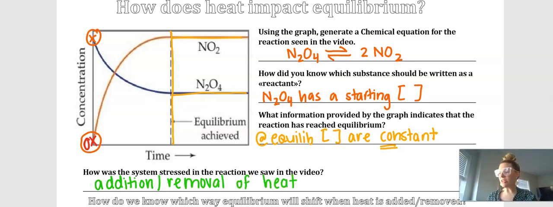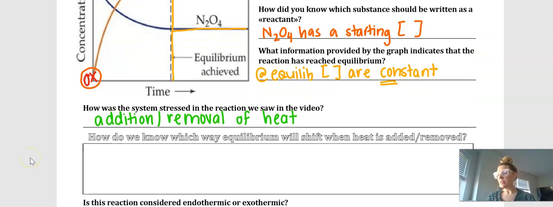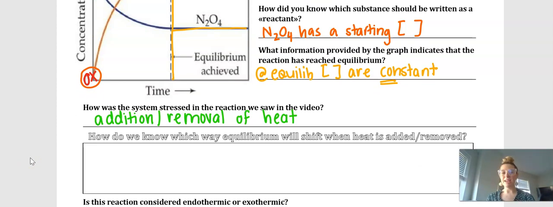And so the question then becomes, how do we know which direction equilibrium is going to shift if I add or remove heat? The answer is that it really depends on whether or not your reaction is endothermic or exothermic. So to the equation that we've generated, I want to add the delta H, or our heat, where it is applicable.